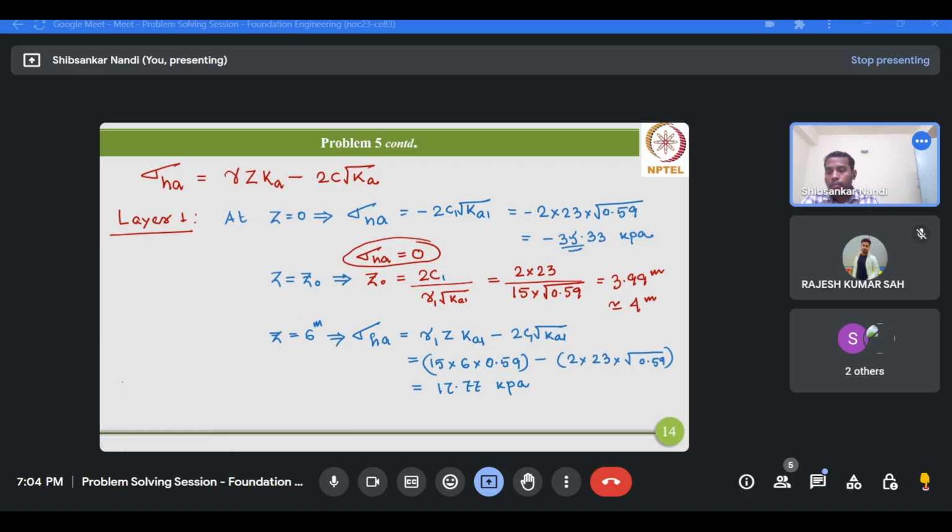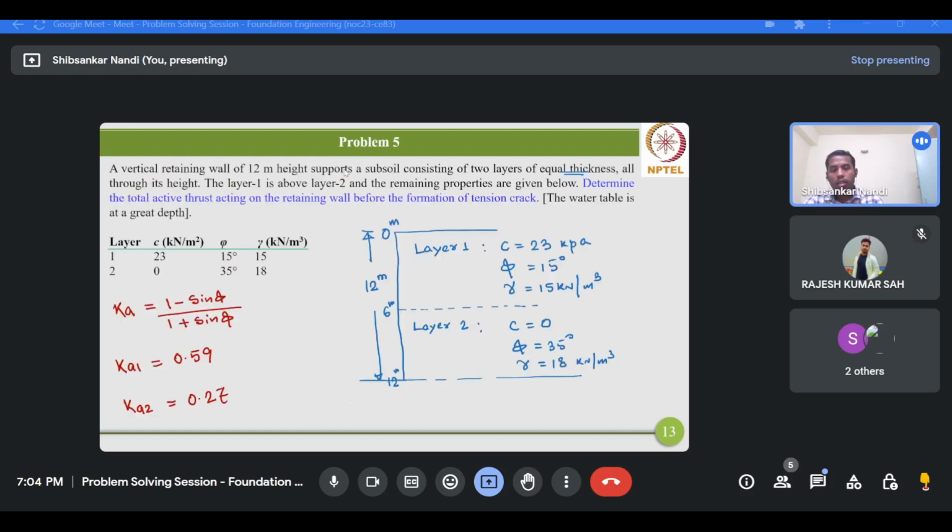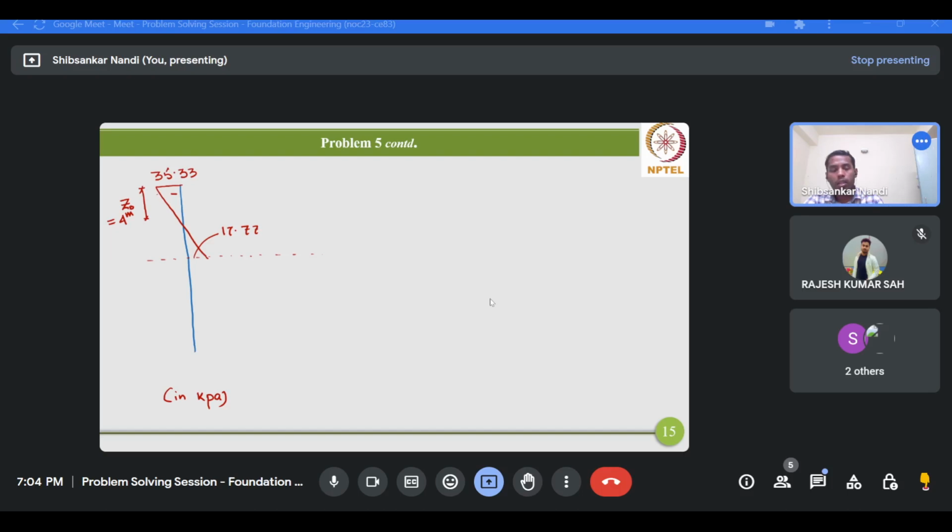it's better to calculate in the next slide. We will be having two different active earth pressures at the same level, at Z equals 6 meter. I hope one of you asked about this. Since the coefficient of earth pressure is changing at the same interface, you will have two different active earth pressures at the same level.